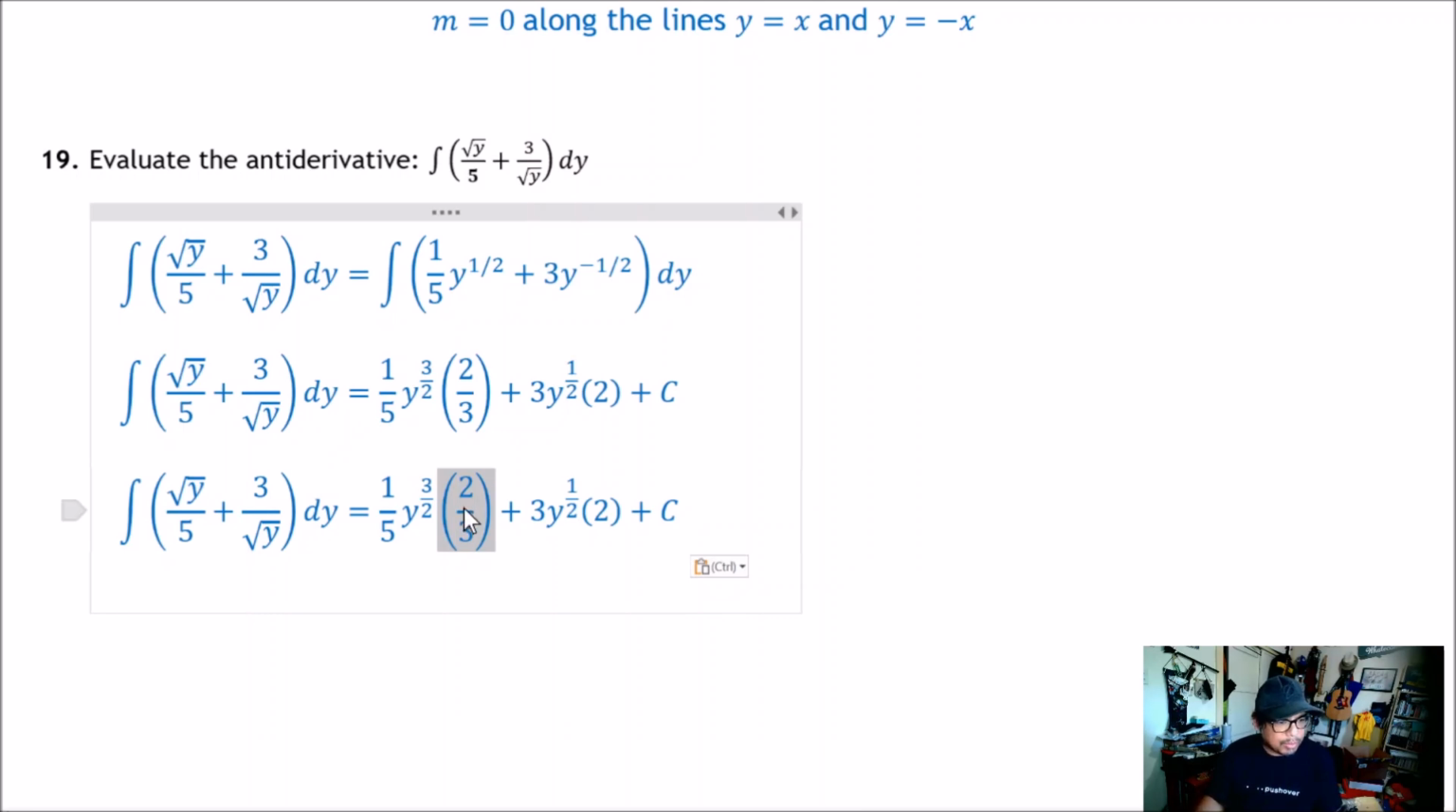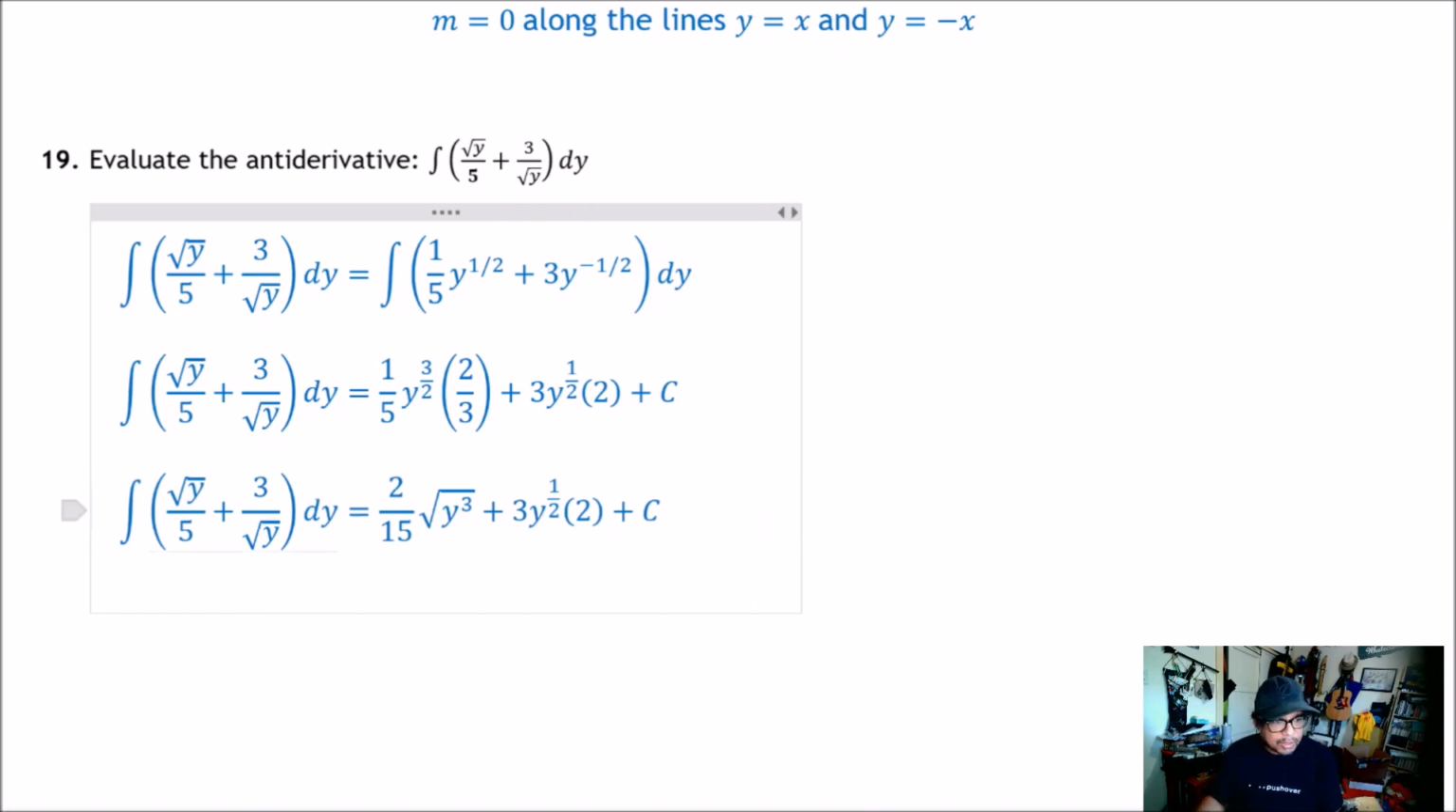We've got this 2/3 here, which we can put together with the 1/5. 1/5 multiplied by 2/3 is 2/15, times y to the 3/2 power. Well, you could think of that as y to the 3rd power to the 1/2 power, so just the square root of y cubed.